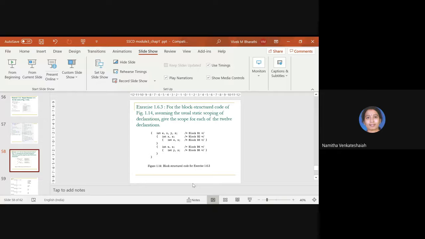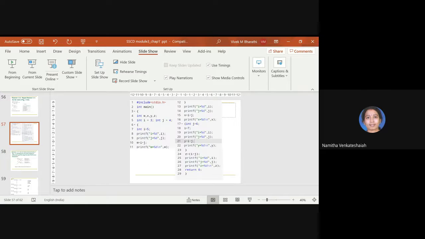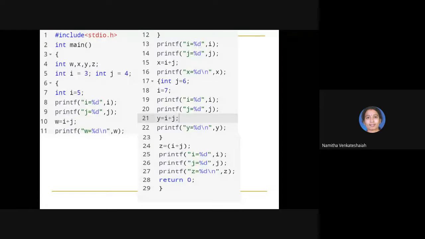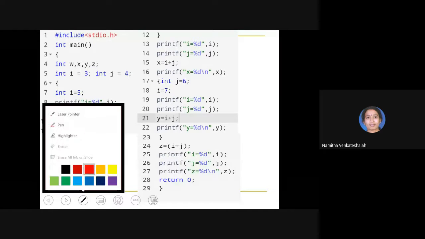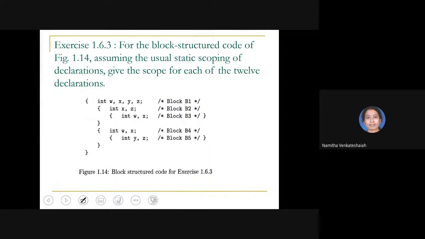So the next, third example, is for the block structured code of 1.14. Okay, this is 1.14. Assuming the usual static scoping of declaration, give the scope. So it looks like this. How many blocks are here? From here to here. Okay, this is actually B1. Okay, this is B2.